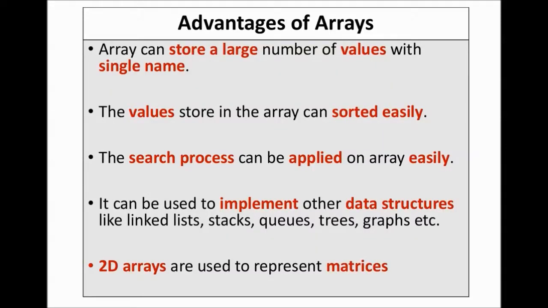We have some advantages of an array in C++, which are: an array can store a large number of values with a single name. The values stored in the array can be sorted easily. The search process can be applied on an array easily. It can be used to implement other data structures like linked lists, stacks, queues, trees, graphs, etc.